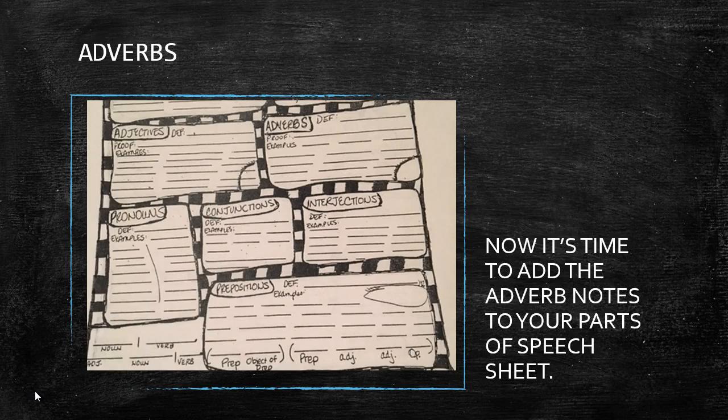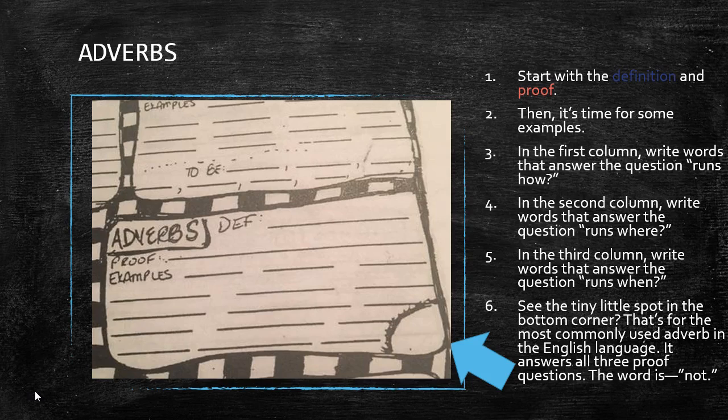Now it's time to add the adverb notes to your parts of speech sheet. Let's start with the definition and proof, and then some examples. In the first column, write words that answer the question, runs how? In the second column, write words that answer the question, runs where? And in the third column, write words that answer the question, runs when.